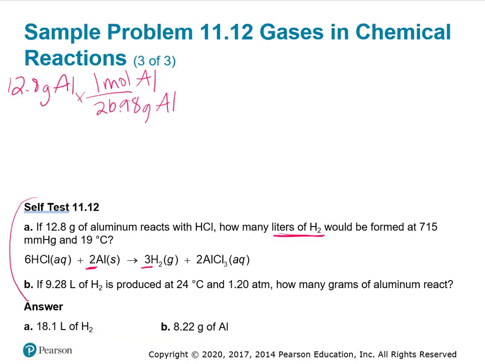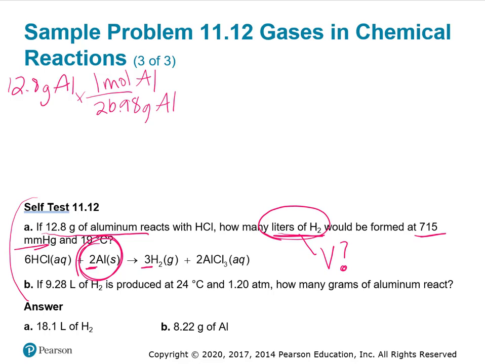Let's look to see where you started. We are told that if we have 12.8 grams of aluminum reacting with HCl, we want to know how many liters of H2 would be formed. So I want to know the volume that's formed, and we're given pressure and we're given temperature.